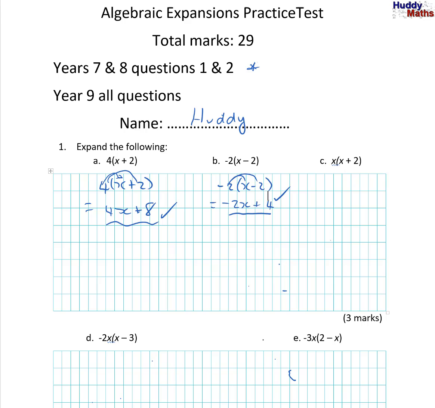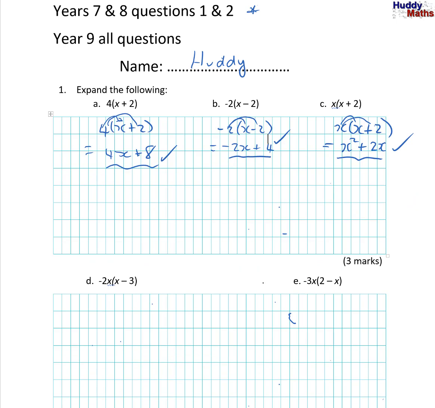All right, over here, our x by x plus 2. And with that, it's going to equal x by x is x squared. And then x by positive 2 is positive 2x. Okay, so there's 1 mark for that as well. So how did you go? Did you do well there? So might come down screen a bit here and have a go.